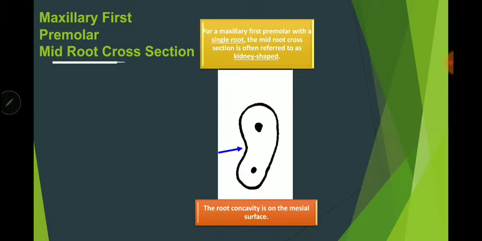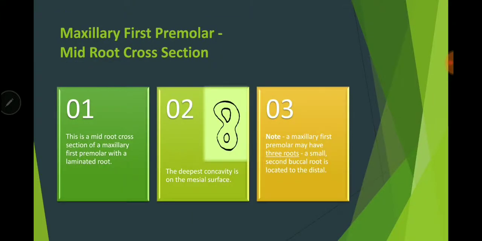So, maxillary first premolar mid root cross section. They have a single root at the mid root cross section, which is often referred to as kidney shaped, and the root concavity is on the mesial surface. However, remember that maxillary premolars have bifurcation of the root, so they may have 2 roots after bifurcation. But the mid root cross section is going to show 1 root and 2 canals.